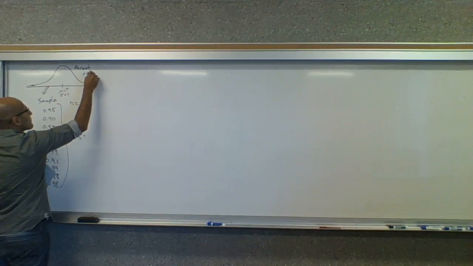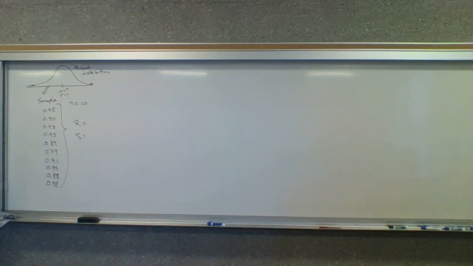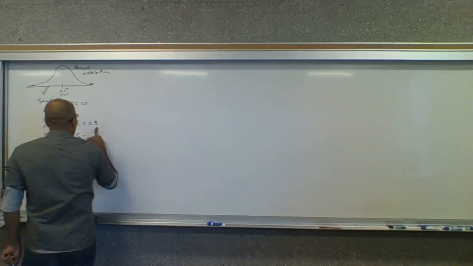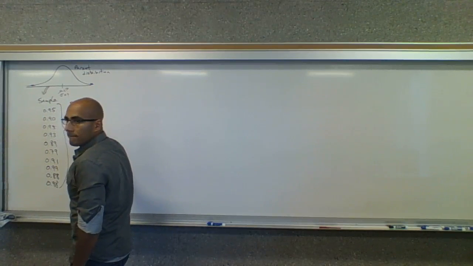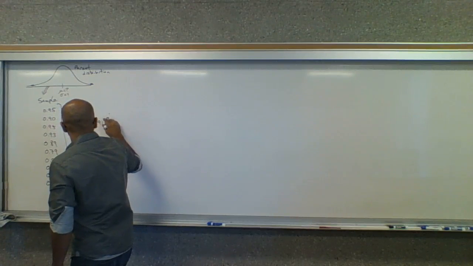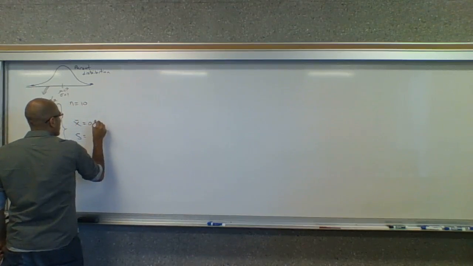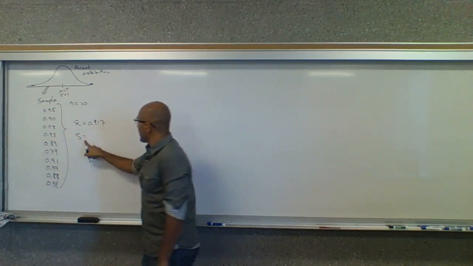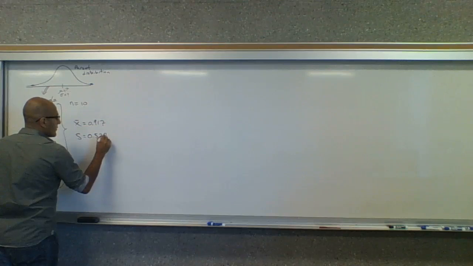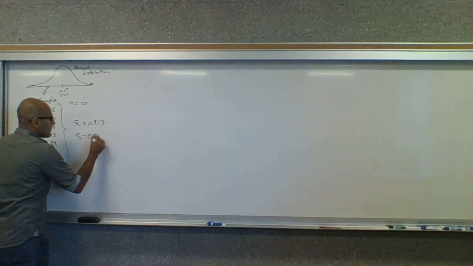Okay, did we get the sample mean yet? 0.917. We got the 0.917, okay, and then what's the standard deviation? 0.0579. Sorry, I didn't put that extra zero in there. Okay.